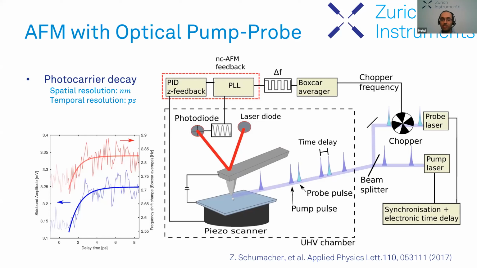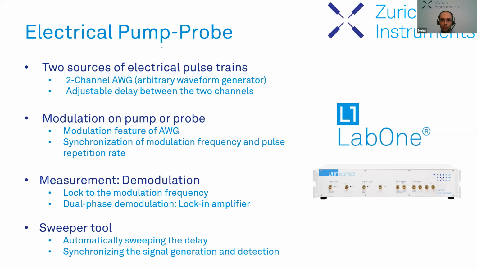What happens when your sample is not photosensitive, like in some systems where the sample can be excited by an electrical signal and electrical field? In that case, you can use an electrical pump probe approach. For which, instead of using two laser pulses, you need to use electrical pulses that can be generated by pulse generators, or even better, by arbitrary waveform generators to have arbitrary pulse shapes. Then the delay between the pulses should be adjustable and can be swept so that you can measure the temporal evolution for different times.